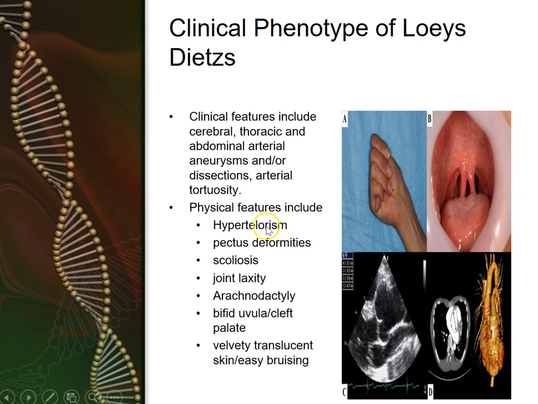They have wide-spaced eyes, or hypertelorism, the pectus deformity, scoliosis, joint laxity, arachnodactyly. Again, all of these are seen in Marfan's. They can have a bifid uvula, so this uvula is in the back of the throat. Velvety translucent skin. Here you can see a patient with a positive Steinberg thumb sign, and this is just trying to show the tortuosity of the vessels.